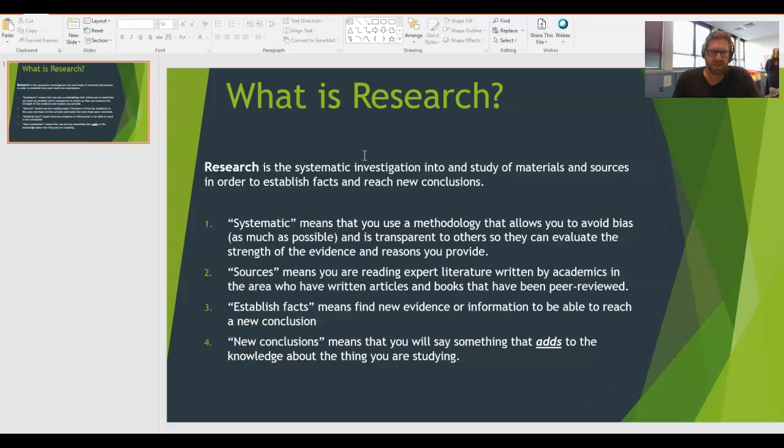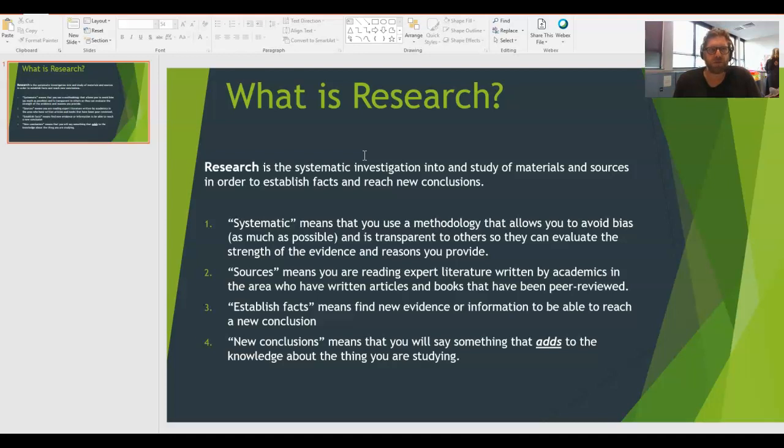Well, systematic means that you're using a methodology or an approach that allows you to avoid bias as much as possible. Okay, so when you're conducting research, you want to make sure that the way in which you're generating new knowledge or new understanding of the topic is done in such a way that allows for objectivity. That is, you want it to be as truthful as possible and to not fall into the trap of having a bias stuck in there somewhere.